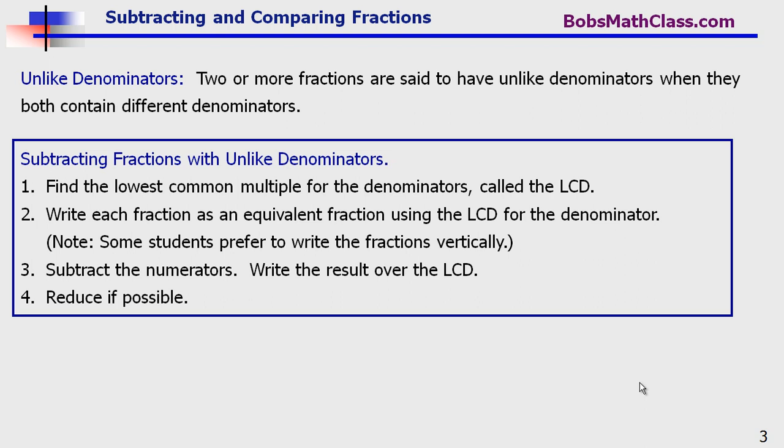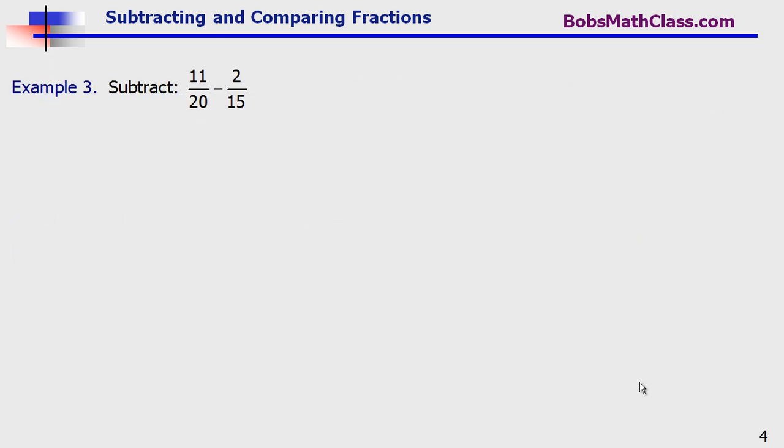Okay, so you might want to pause, write down the steps, and then we'll get started on some examples. Okay, we'll move on. Here's our first example: 11 over 20 minus 2 over 15. So, step 1. First we're going to find the LCD.